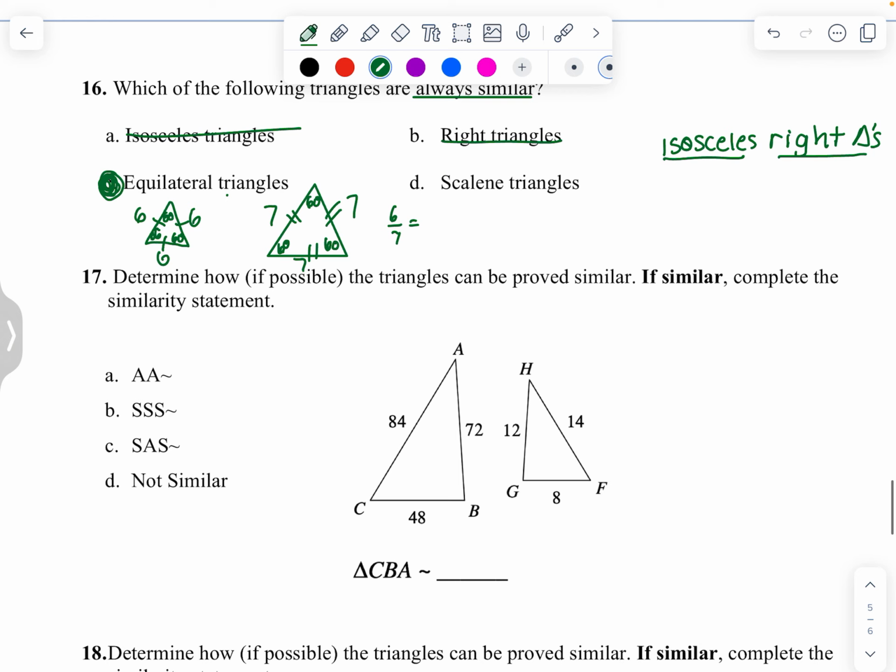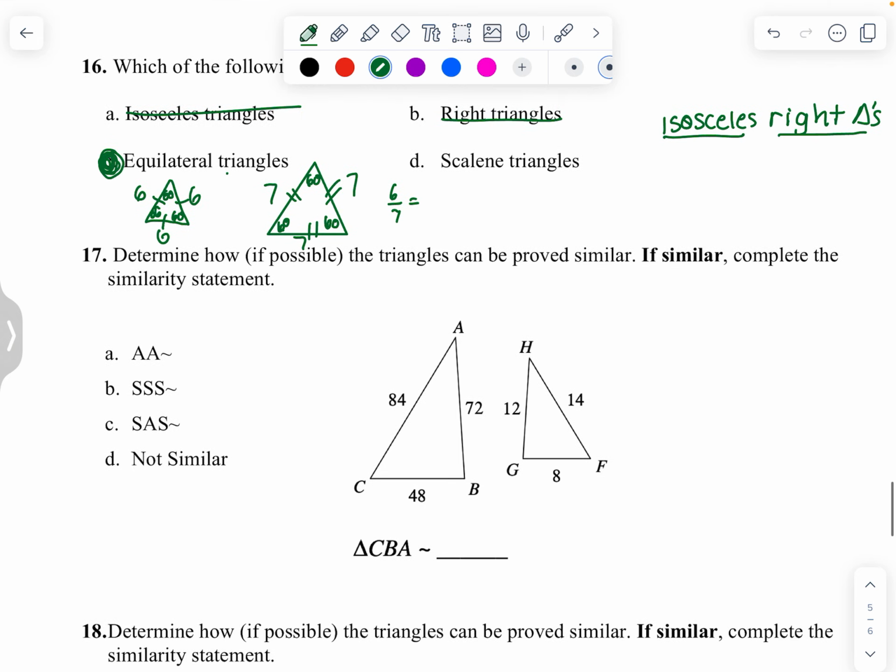Determine how the triangles can be proved similar if they are similar. Complete the similarity statement. So, we are given information on what in these triangles? Are we given information on the angles or on the sides? We are given information on the sides. So, let's check and see if the sides are proportional.